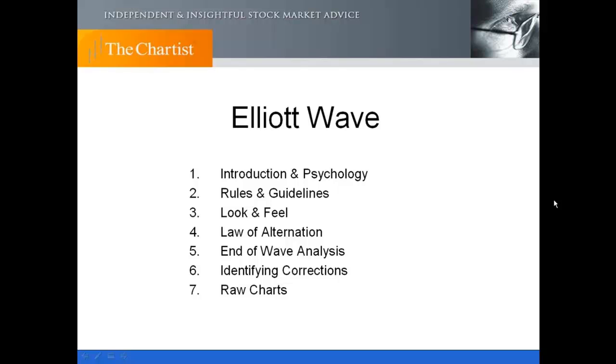We're also going to look at end of wave analysis, which again, you'll see some things that we use in the Chartist. And very important, and I think this is probably the most important part of Elliott wave and potentially tonight's discussion, is identifying corrections. The reason I say that is because at the end of the day, what we want to do when we trade is trade the impulses. And in order to trade the impulses, we have to identify the corrections. If we can identify the correction, we can trade the impulse, and that's very, very important. And then lastly, I'm going to show you a few little magic tricks using raw charts.